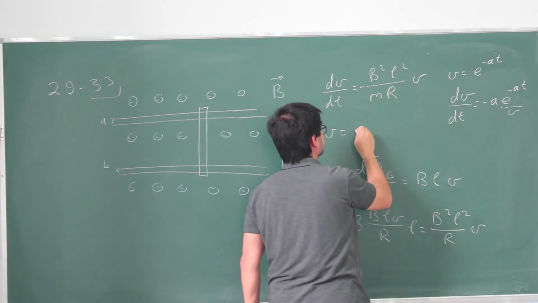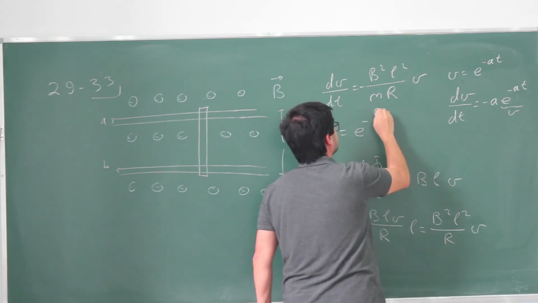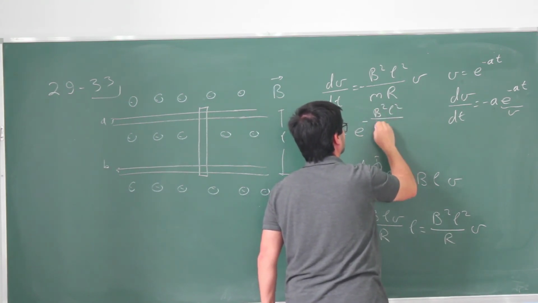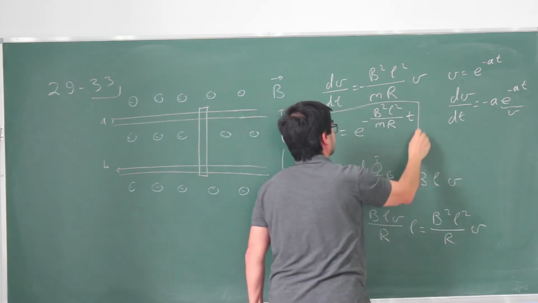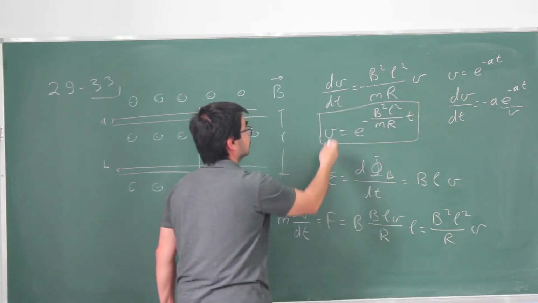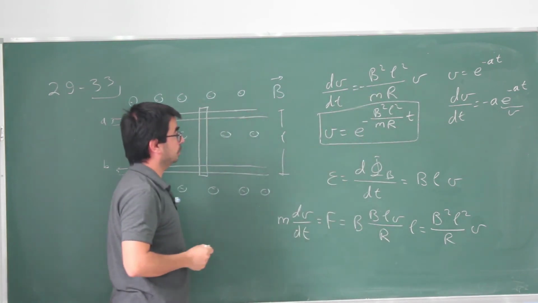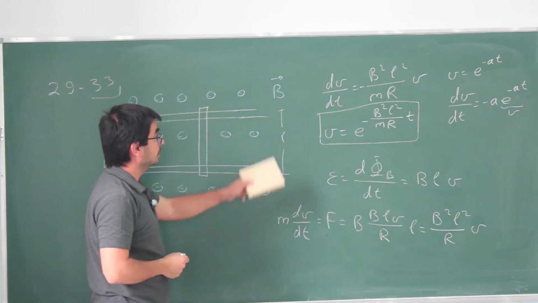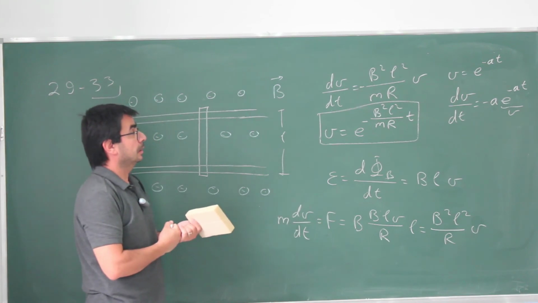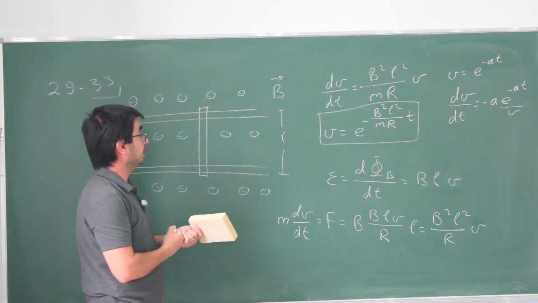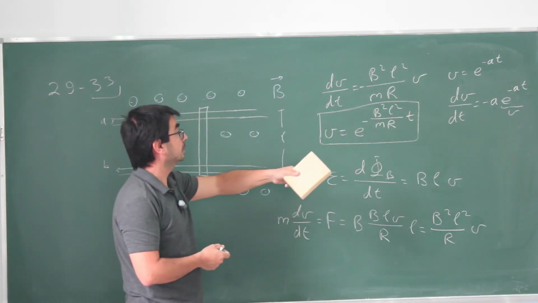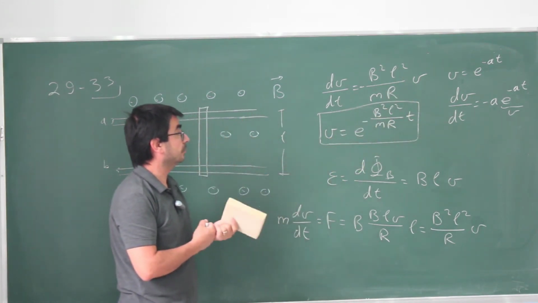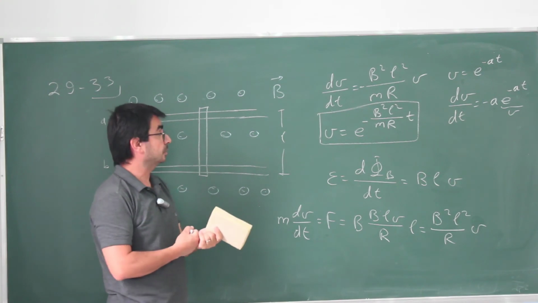So my v must be e to the minus B squared L squared over m R times t. If you take the derivative of this, you get this differential equation over here. And in this case, the velocity is just going to decay exponentially, very rapidly. But note that if the resistance is very, very high, then this constant is going to be very, very small, so it will take a very long time for this velocity to vanish.